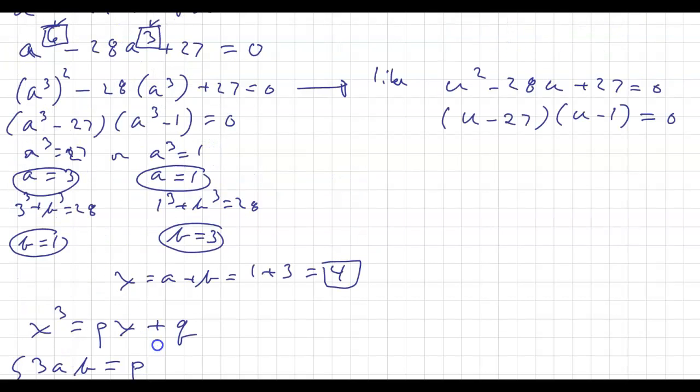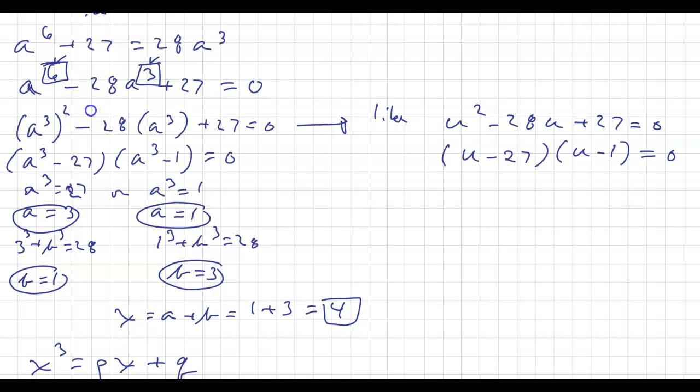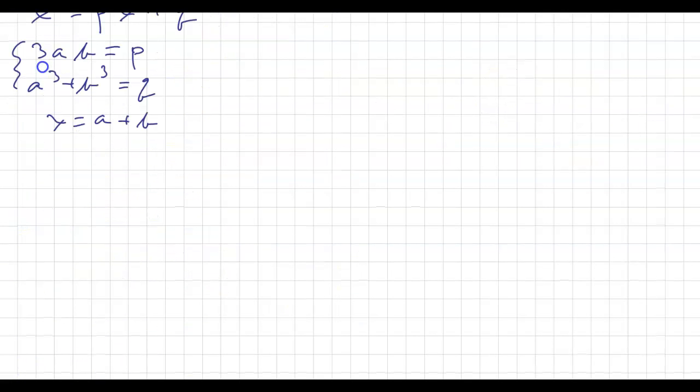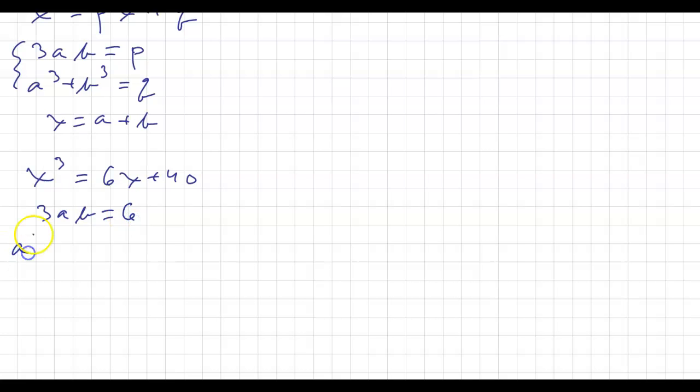Now in this last example, this 6th degree equation ended up factoring. That doesn't have to happen. What if my equation was x cubed equals 6x plus 40? And I wanted to use the 3ab is equal to 6, a cubed plus b cubed equals 40 strategy. By substitution, I would say b equals 6 over 3a, which equals 2 over a.